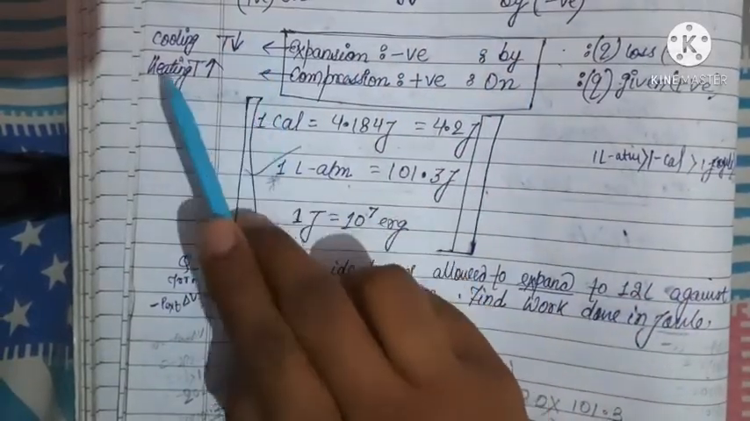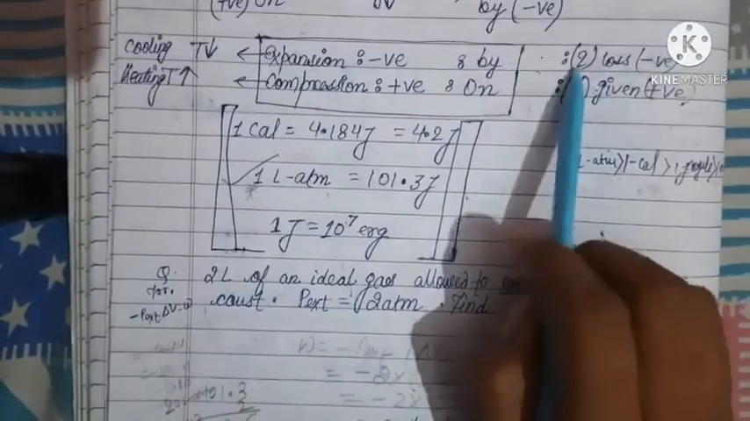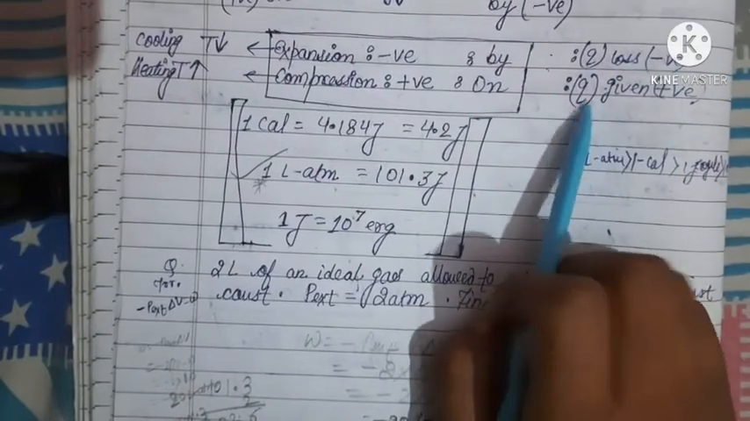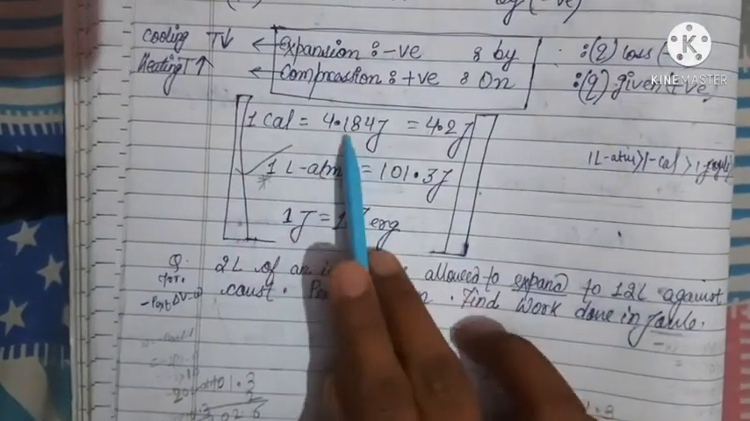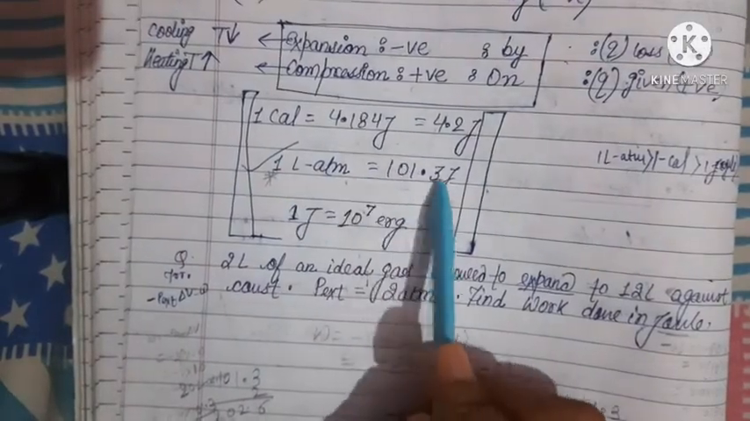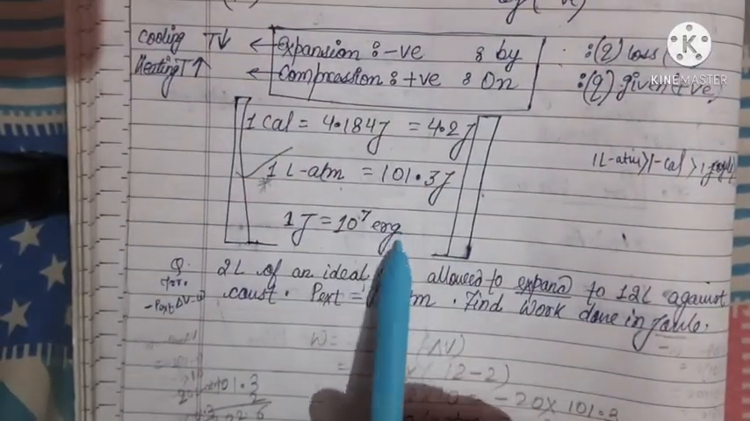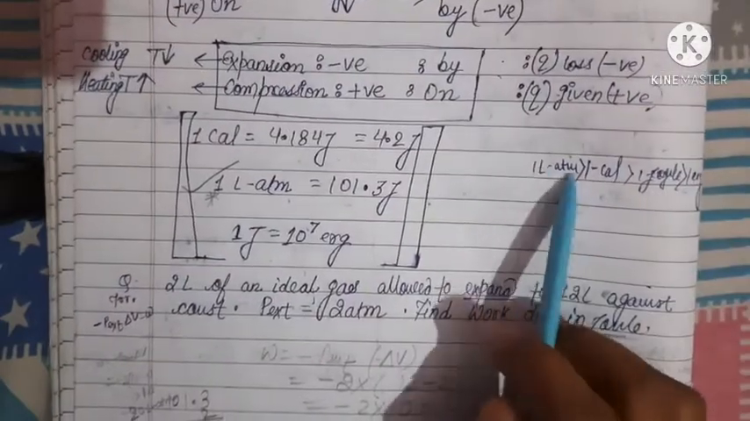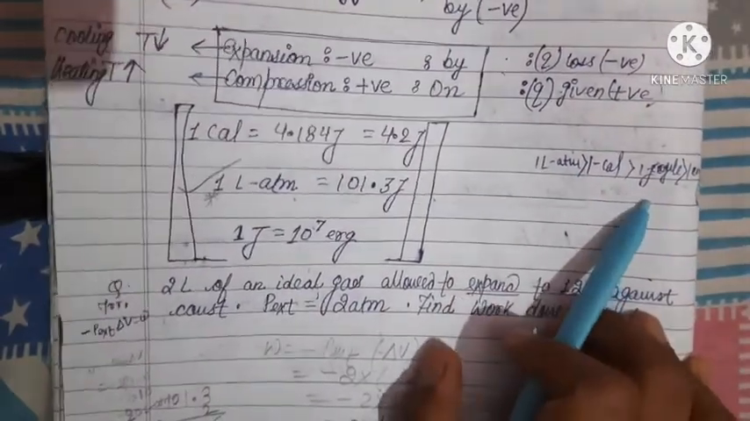Cooling, temperature decreases. On heating, temperature increases. Q loss or heat loss is negative, and Q given is positive. 1 calorie equals 4.184 joule, or you can take 4.2 joule. 1 liter atm equals 101.3 joule. 1 joule equals 10 raised to power 7 erg. So 1 liter atm is greater than 1 calorie, which is greater than 1 joule, which is greater than 1 erg.